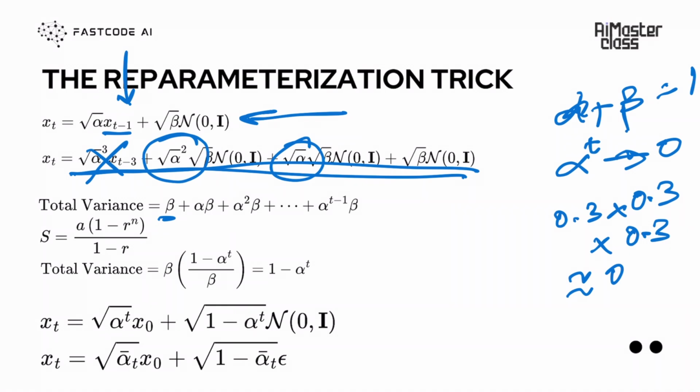So essentially the total variance becomes beta plus alpha square beta plus all the way to alpha t minus 1 beta. So our alpha t minus 1 beta is alpha square beta, right? So alpha square beta, and all of it under root, of course, but here we are just dealing with the total variance. And this is essentially a Gaussian, this is essentially a GP, right? It's a geometric progression.